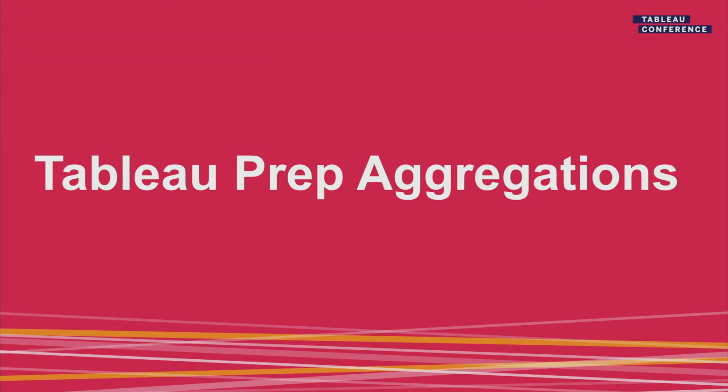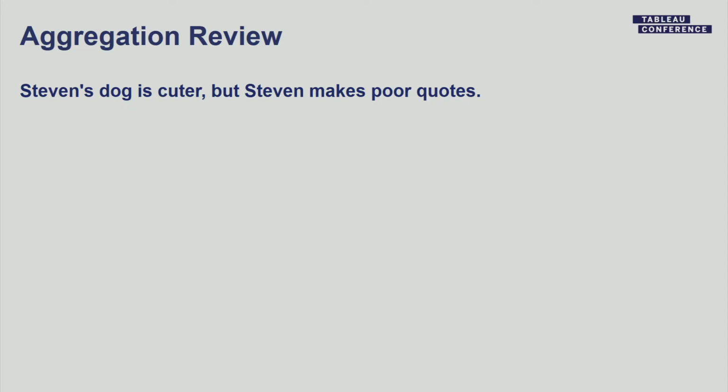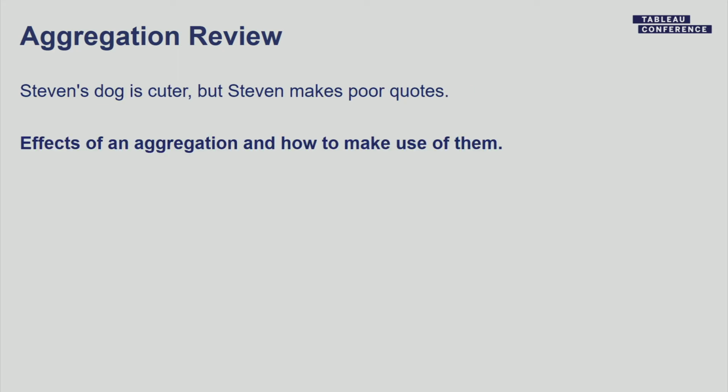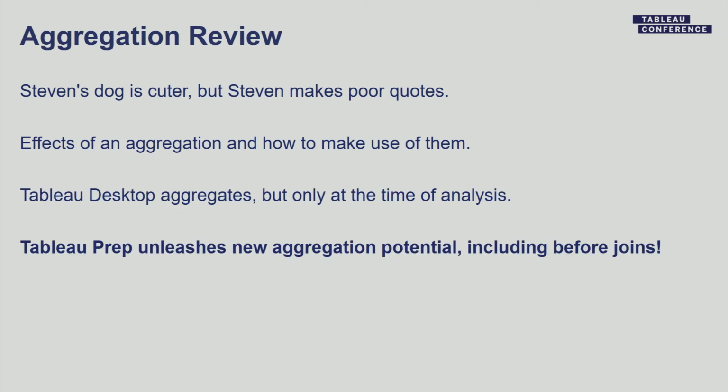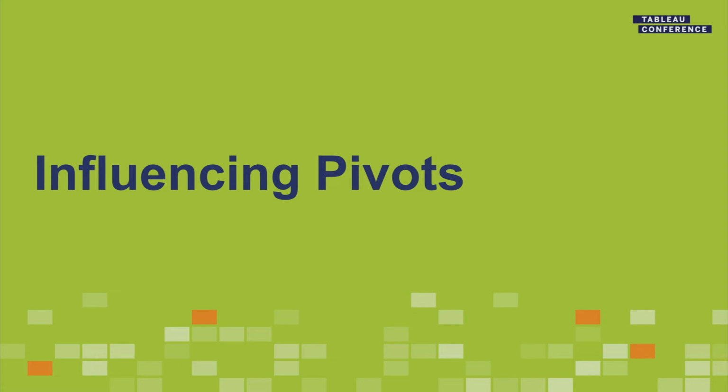Let's quickly review what we've learned so far before passing control over to Isa. We learned that my dog is cuter, but that I make poor quotes. We learned what the effects of aggregations are and how to utilize them. We learned that Tableau Desktop is an aggregating machine, but only at the time of analysis. And we learned how Tableau Prep unleashes new aggregation potential, allowing us to visually and directly aggregate when, where, and how we want to. Isa is now going to teach us about pivots.